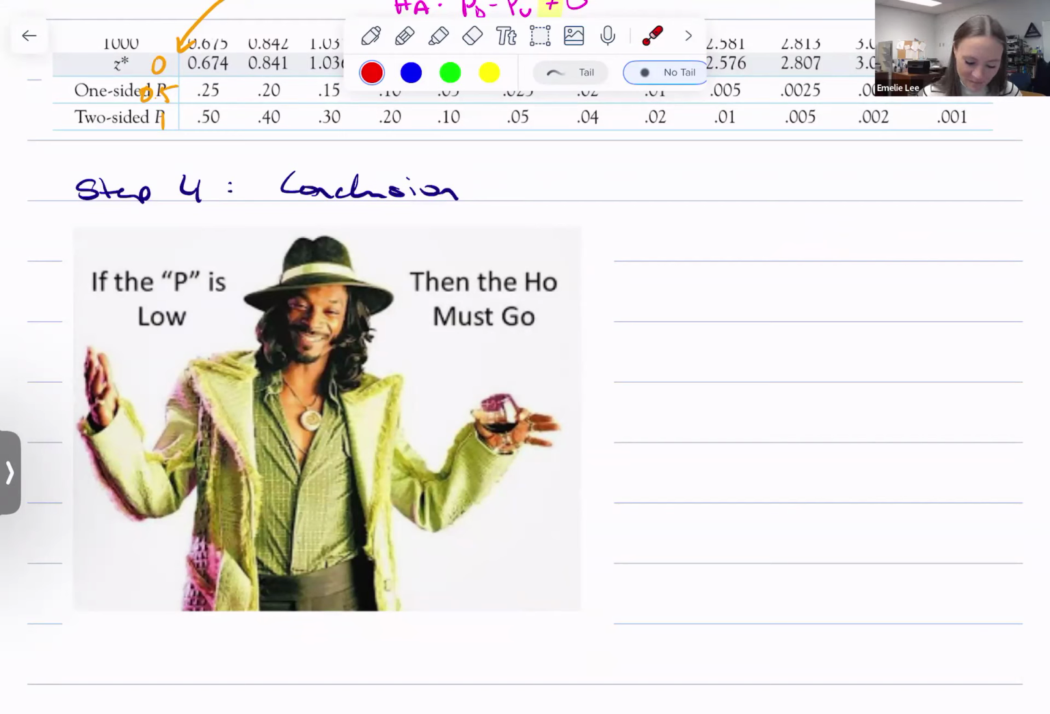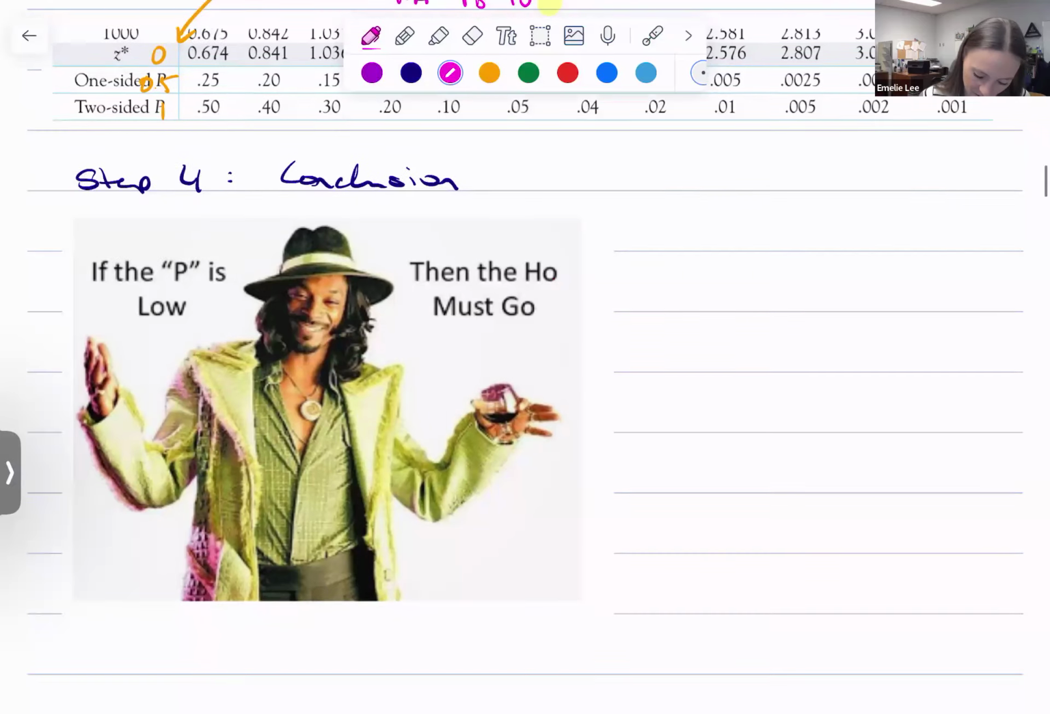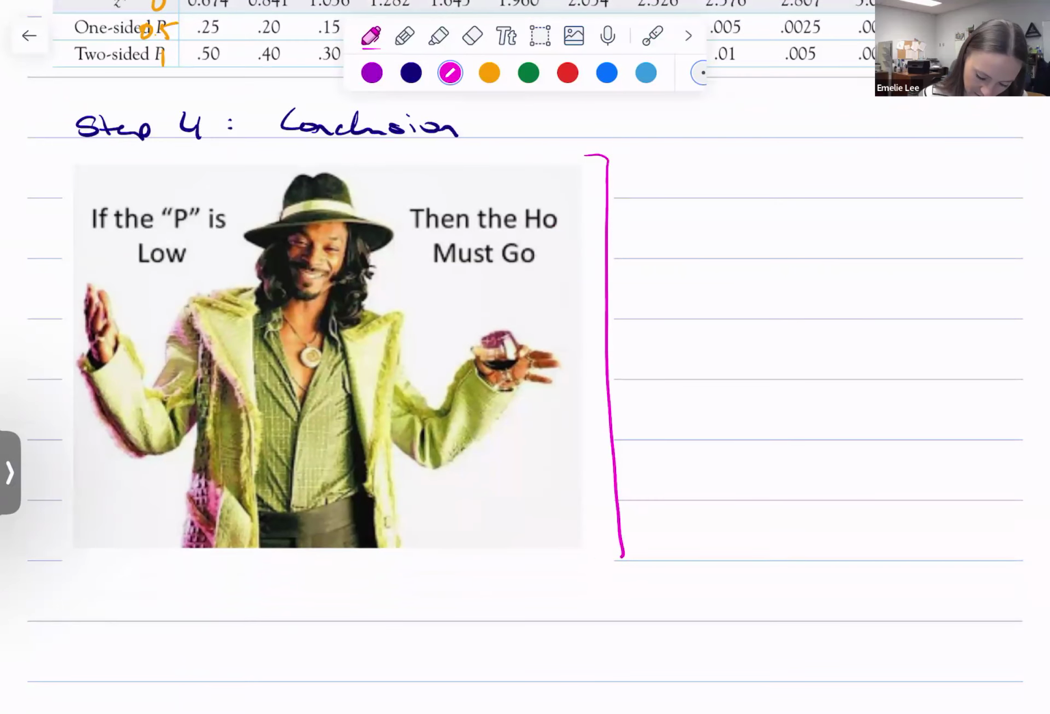But anyways, so if the p is low, then the null hypothesis must go. And the reason I introduce this one is because it does help. Because what's our conclusion? If the p-value is small enough, right? So if it's low, then we have enough evidence to reject H naught. That's what this is saying. That's technically what Snoop wanted to say. He just didn't have the words.